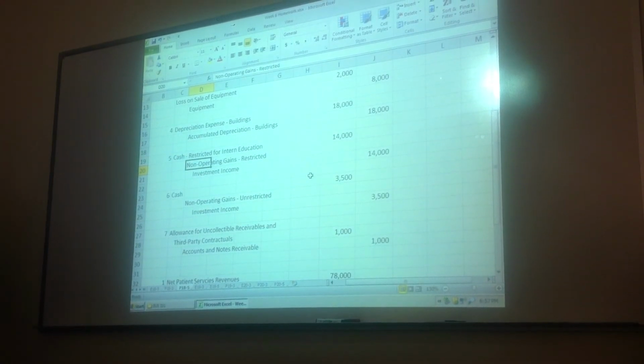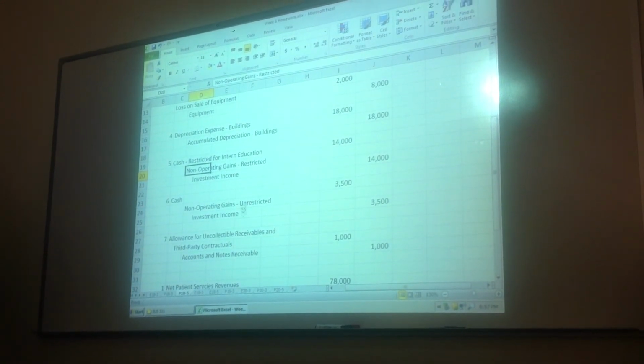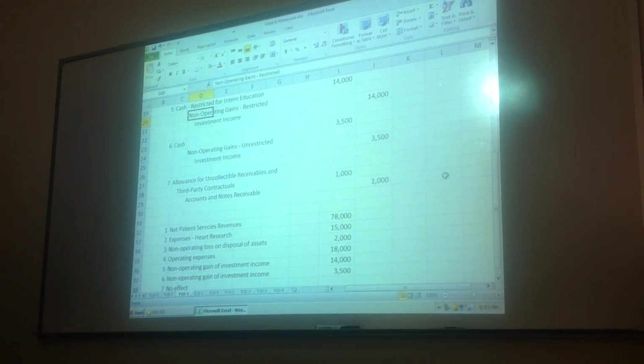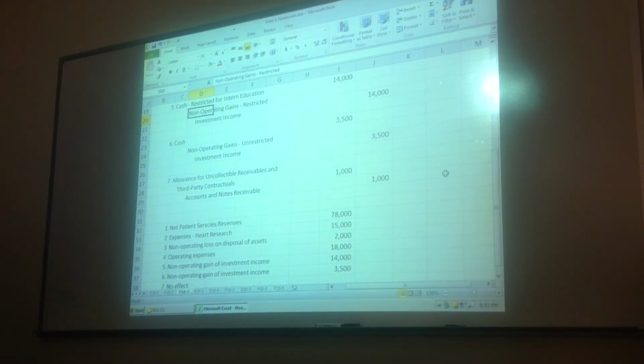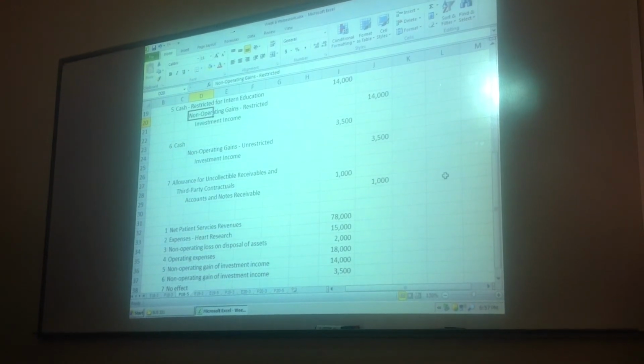Okay. Now would it be that way in every hospital? Probably not. Some would record it as revenue. Okay. You have to know your specific accounting system. Number 6, unrestricted income on endowment investments, $3,500 was received. Debit cash, credit non-operating gains. Investment income.